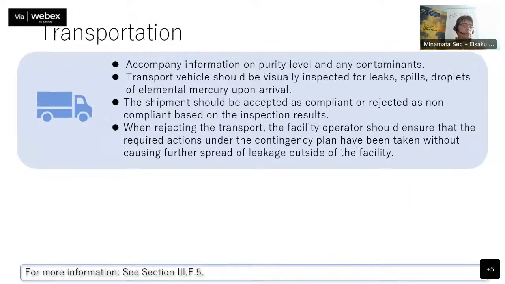For transporting waste consisting of mercury or mercury compounds, additional guidance is that transporters accompany information on purity level and any contaminants. And transport vehicles should be visually inspected for leaks, spills, droplets of elemental mercury upon arrival. The shipment is only accepted when it is compliant with all the requirements.